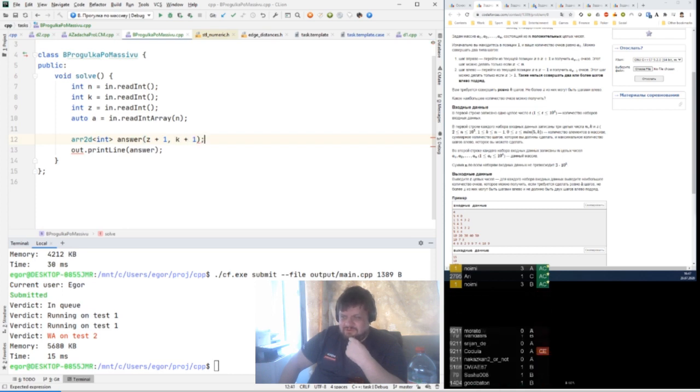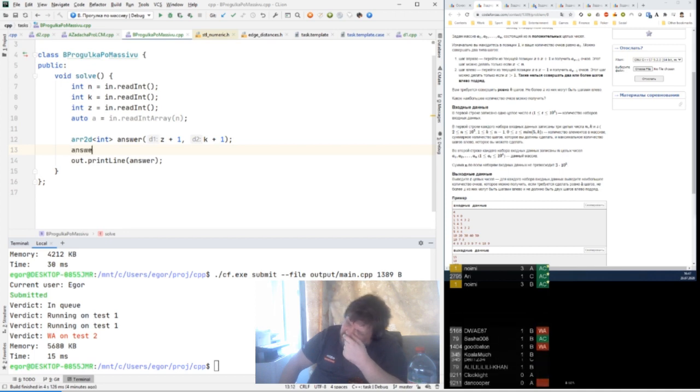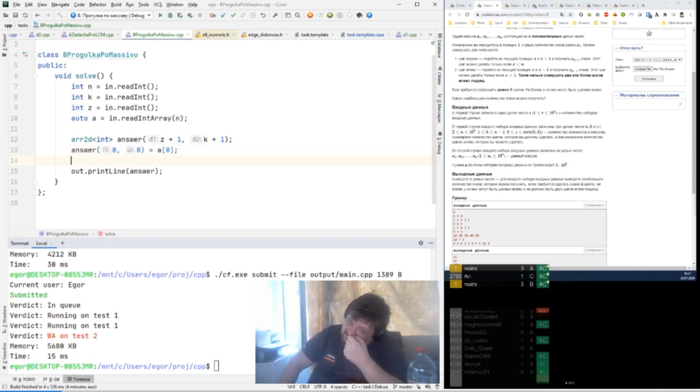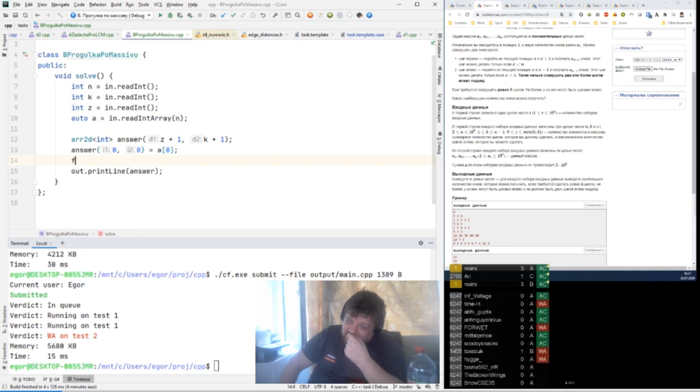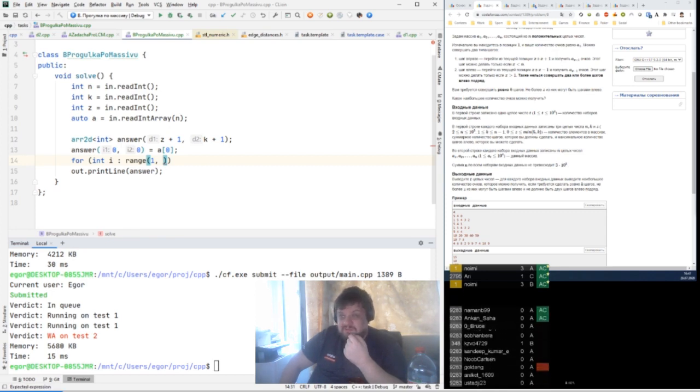Also here I forgot to initialize my array with zeros. It led to funny things: I have a correct solution for test one on my computer, but wrong answer on test one on the system. Well, because it's undefined behavior when you don't initialize your arrays.